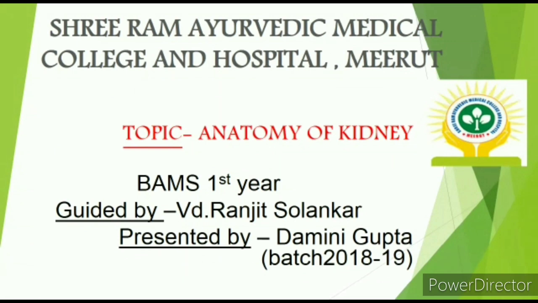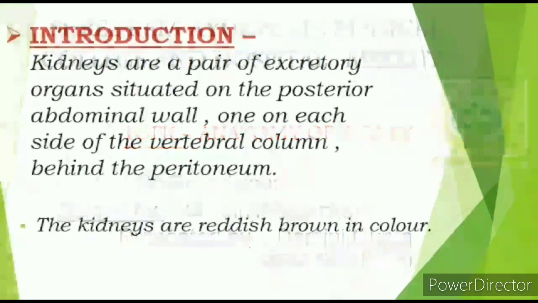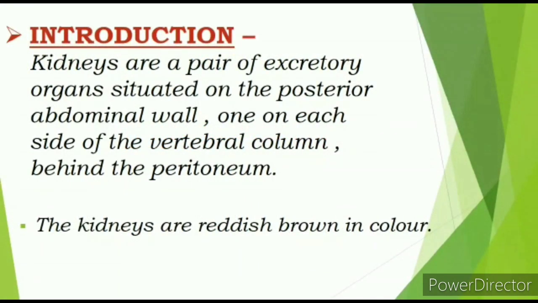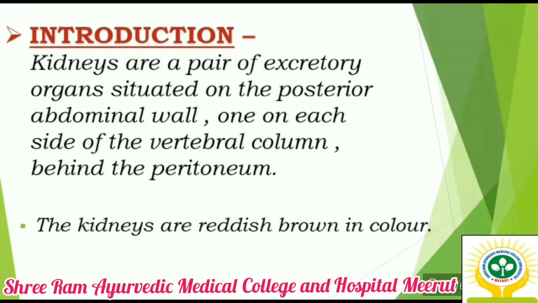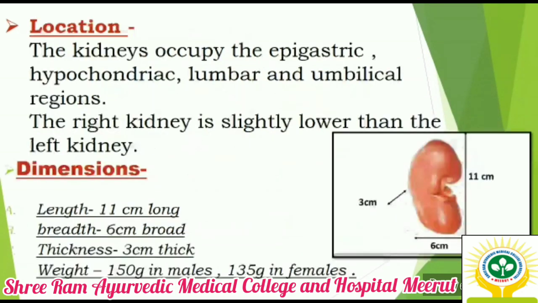My topic is anatomy of kidney. Kidneys are a pair of excretory organs situated on the posterior abdominal wall, one on each side of the vertebral column behind the peritoneum. They are reddish brown in color. Location: the kidneys occupy the epigastric, hypochondriac, lumbar, and umbilical regions. The right kidney is slightly lower than the left kidney.